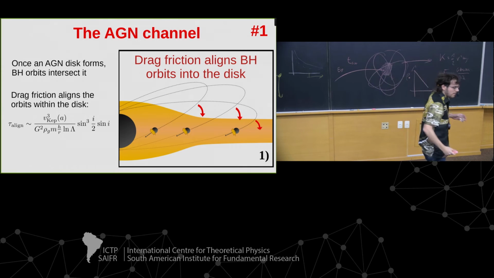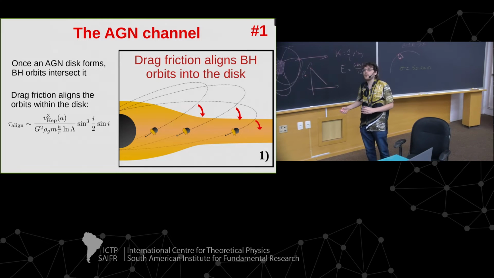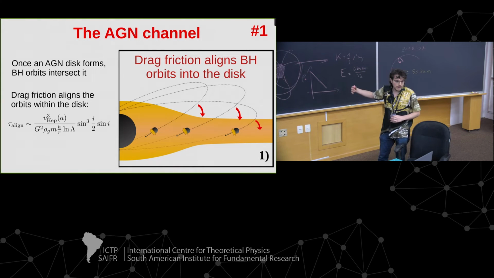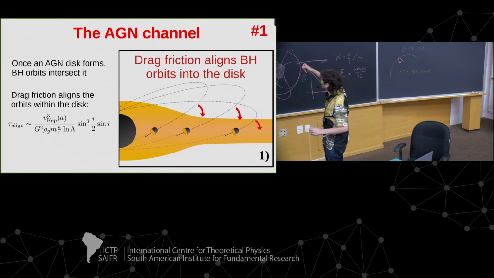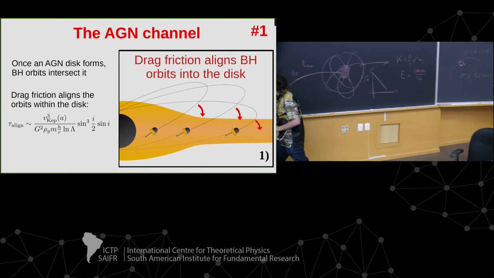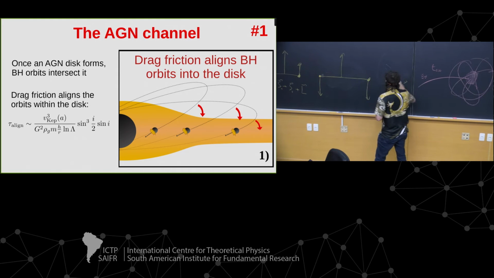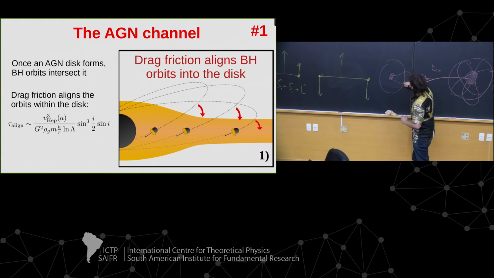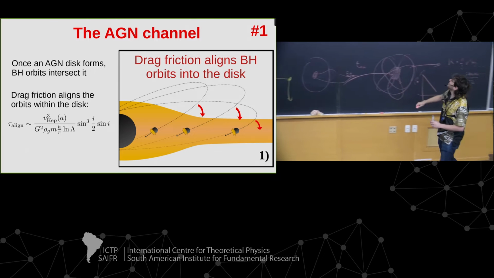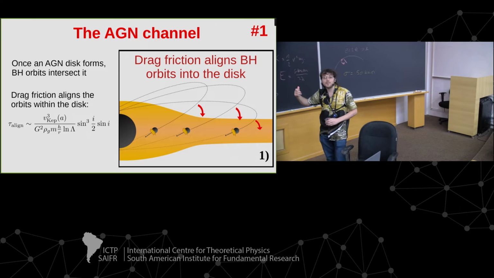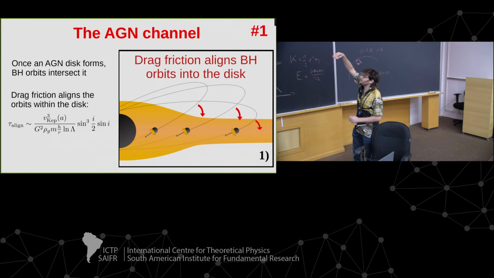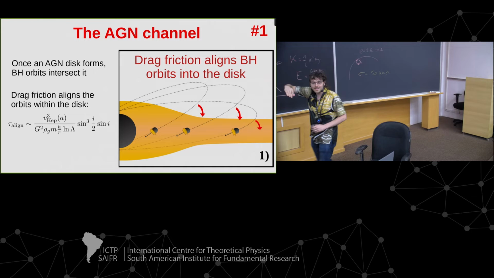Then suddenly, maybe you have a wet merger, maybe you have an influx of gas from the galaxy, and you form an accretion disk. What happens is that all these black holes that were orbiting the supermassive black hole suddenly cross this disk. When they cross the disk, they feel a shock, they undergo dynamical friction, and then they tend to sink into the plane of the disk. So they get aligned into the disk.